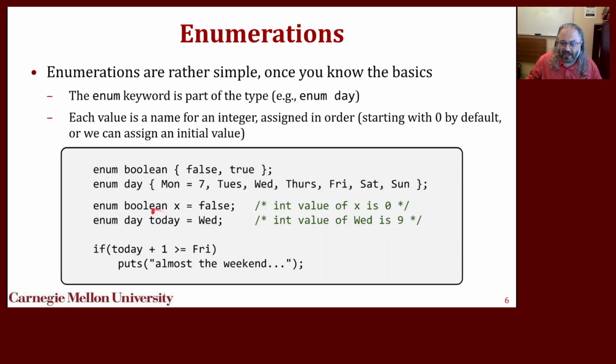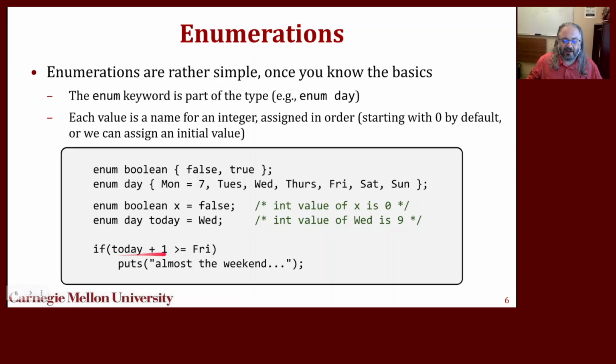Similarly, I can say I want to declare a new day. I want to call it today, and we'll say today is Wednesday. Nowhere in this line of code did I indicate that this is an integer with a value of 9. But in reality, this is just an integer with a value of 9. And now I can operate on these variables just like I would any custom variable with custom values.